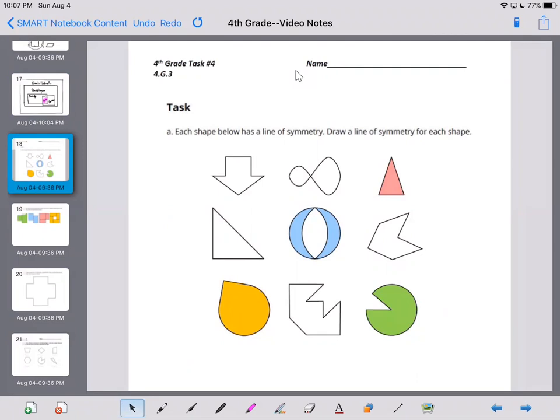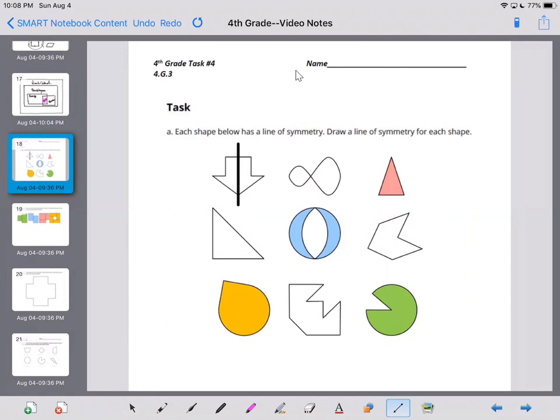So with part A here, each shape has a line of symmetry. So we want to draw that line of symmetry. Students could take a straight edge ruler or the straight edge side of a protractor as well, and determine what that line of symmetry would be. And it's okay for students to draw and make a mistake on that. I just drew one vertically.